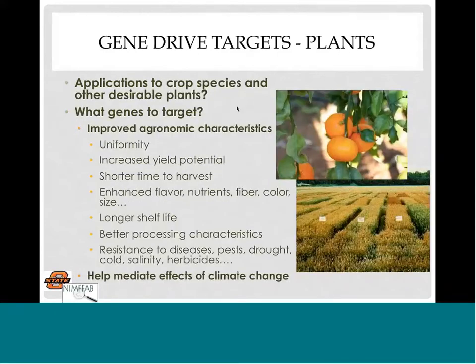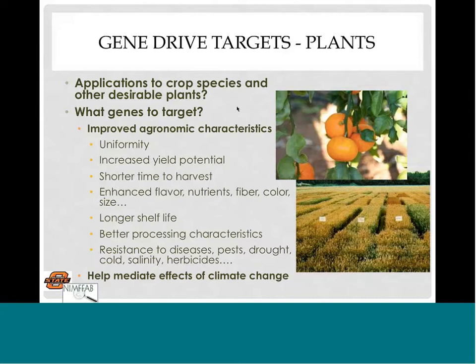But looking at crop species and other desirable plants, one of the important questions is what genes you want to target. And what we've generally targeted in genetic modification of crop species are agronomic characteristics like uniformity of the crop for better packing, ease of packing, increased yield potential, a shorter time to harvest, enhanced qualities like flavor, more nutrients like super plants, more fiber. And very important is longer shelf life for saleability.